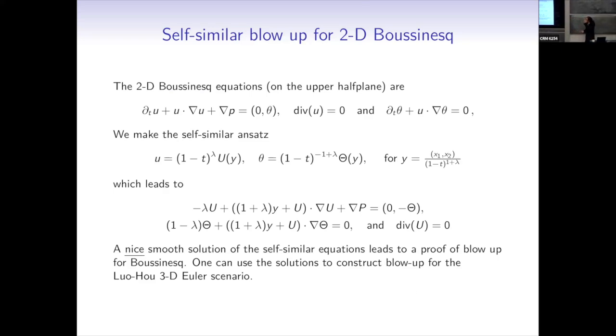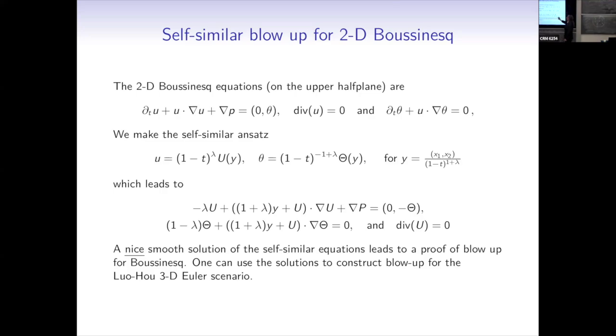So we started working on this equation, which is called the Boussinesq equation, which is a close cousin of the 3D Euler in the presence of a boundary. This equation is set on the half plane, the upper one, it doesn't really matter. And here you can see a similar structure as in Euler. There is a velocity, which is incompressible, and the temperature, which is driven by the velocity. Again, we go to self-similar, we look for steady solutions.